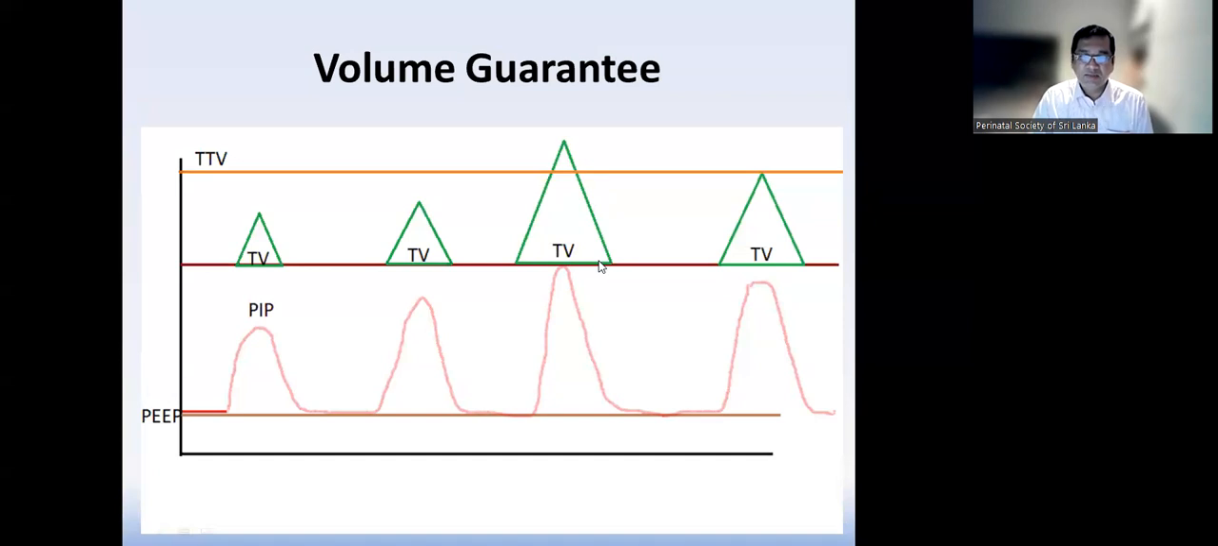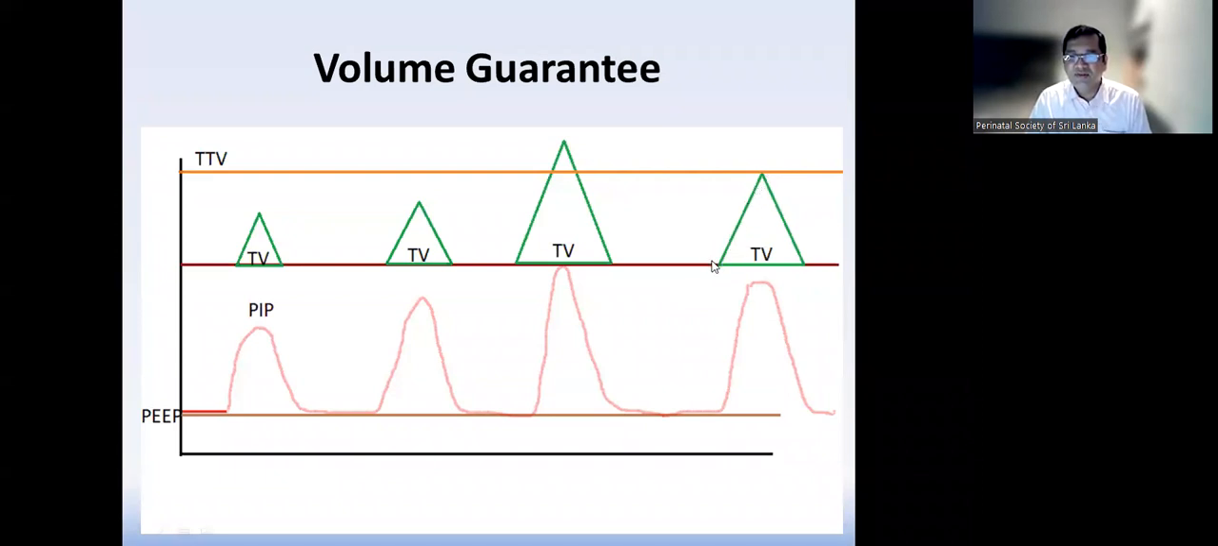Okay. So the machine analyzes that and realizes, okay, I have used a pressure and now I am delivering a tidal volume which is higher than what I have been asked to deliver. So this is the target tidal volume level. And then the machine will also alarm and tell you, look, you are delivering more than the required tidal volume. And then what does the machine do? The machine will readjust the PIP so that the tidal volume comes to the required tidal volume.